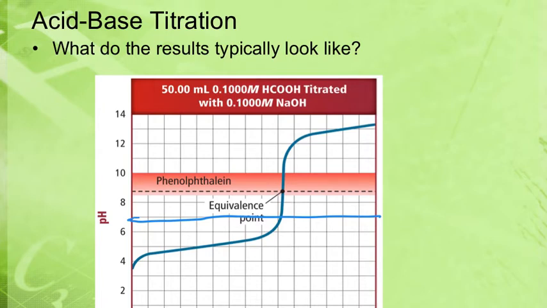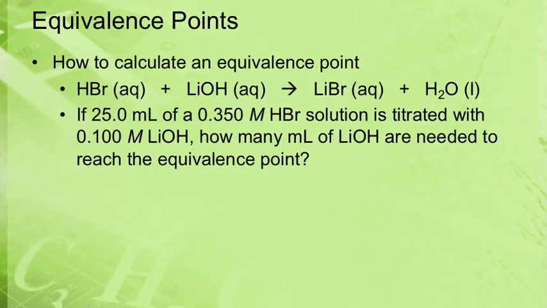It happens very quickly. So how do we calculate that equivalence point, where we know that the volume is going to be equal from the acid to the base in regards to the concentration? Well, let's read this as an example problem.